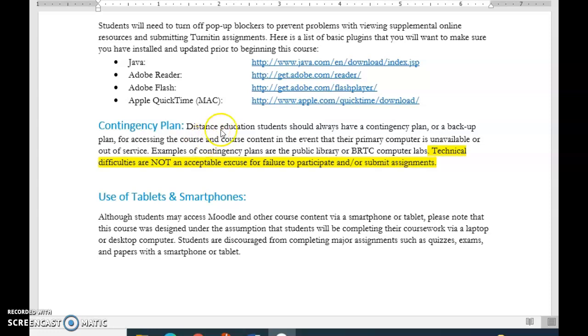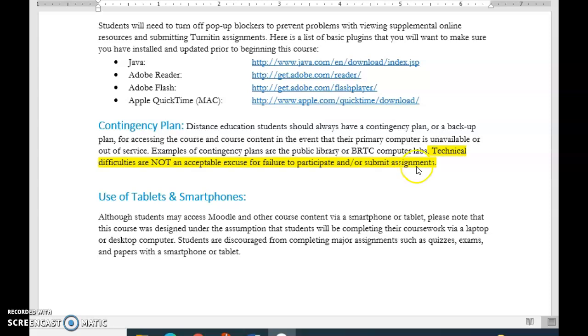Make sure you also have a contingency plan. Okay, so I know technology is great when it works, but there will be times that it doesn't work. And I did want to point out here that technical difficulties are not an acceptable excuse for failure to participate and/or submit assignments. Okay, you have a full week to do all these assignments. So I need you to allow time for technical difficulties.